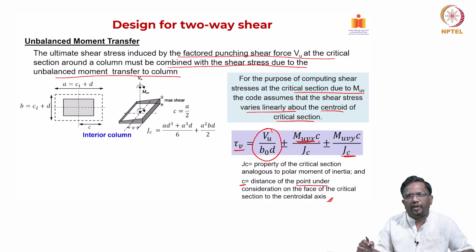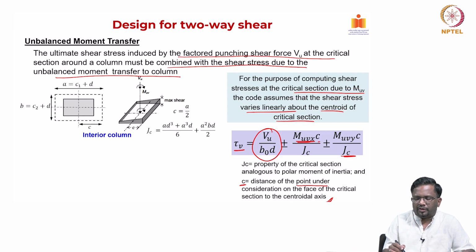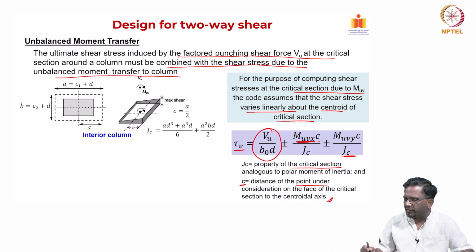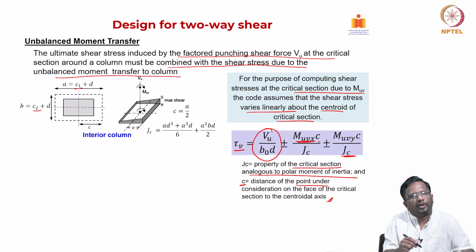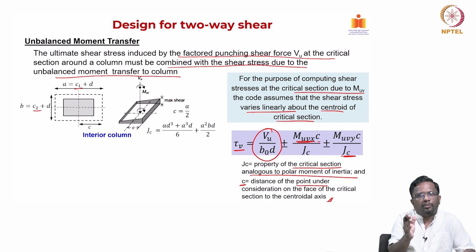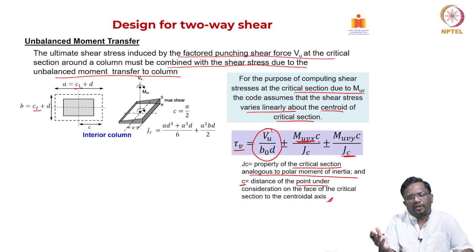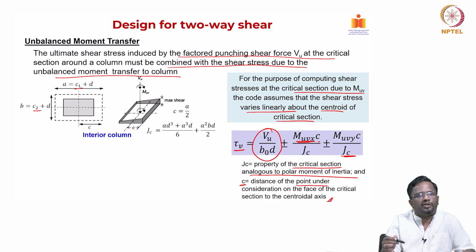So, how do we calculate these sectional properties? Jc is nothing but the property of the critical section analogous to the polar moment of inertia that we have studied. So, for this particular section, the column dimensions are taken as C1 and C2. Now, my critical perimeter is going to be C1 plus d by 2 on the left side and d by 2 on the right side. So, my dimension a will be C1 plus d and my dimension b will be C2 plus d. For the entire effective depth, you are looking at the plan view, right. So, now the sections on all 4 sides are going to resist.